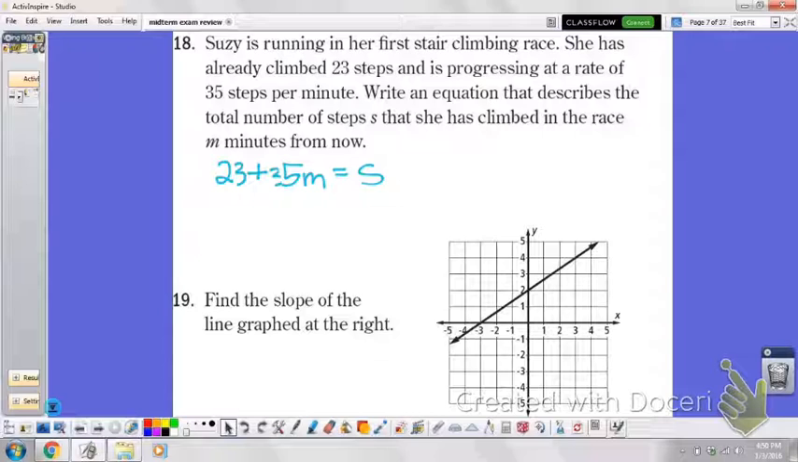For number 19, we have to find the slope of the line graphed at the right. To do that, I just need to find the rise over the run of my line. So I need to find where my line crosses 2 points, 2 nice grid lines. So it does it, or appears to do it here and here. So I need to find my rise over my run. Well, I have to rise 2 to get to the next point, and I have to run 3 to get to the point. So my slope is 2 over 3.